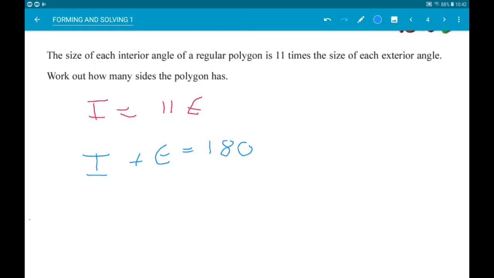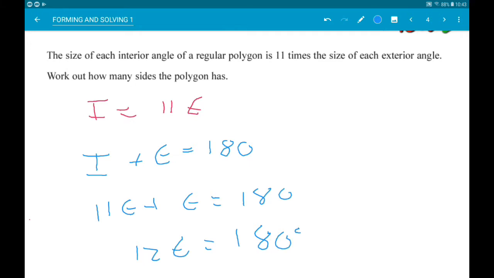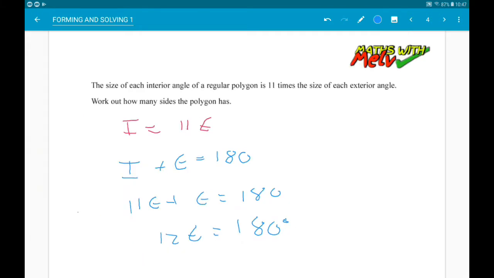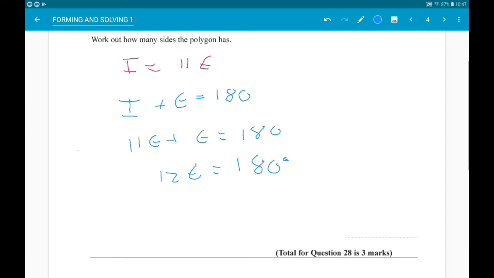Now, we know that I is 11E. So we could write this as 11E add E is equal to 180. So 12E is 180 degrees. From that, we can work out the size of an exterior angle by dividing both sides by 12.